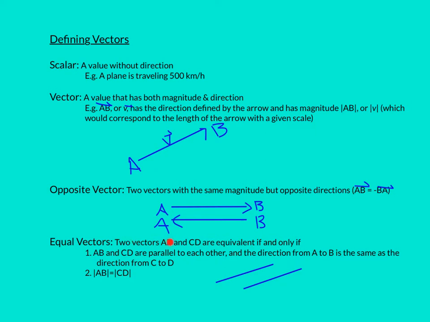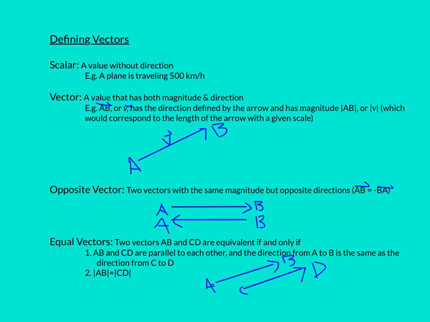So two vectors, AB and CD, are equivalent if and only if these two cases are true. AB and CD have to be parallel to each other, and the direction from A to B is the same as from C to D. So we can show that by making sure these two vectors go the same direction. And this one would be labeled AB. This one would be CD.